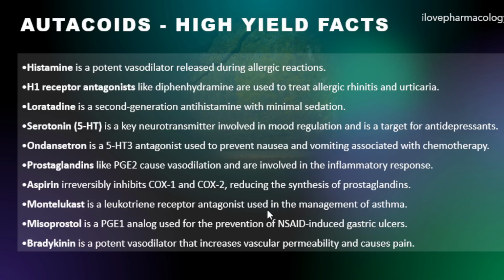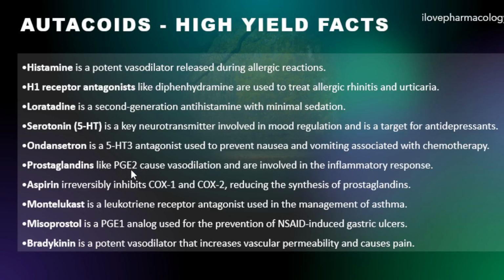Coming to the autacoids, as you know, histamine is a potent vasodilator released during allergic reactions. H1 receptor antagonists like diphenhydramine are used to treat allergic rhinitis and urticaria. Loratadine, which is a second generation antihistaminic, has minimal sedation, and serotonin is a key neurotransmitter involved in mood regulation and is a target for antidepressants. Ondansetron, again a 5-HT3 antagonist, is used to prevent nausea and vomiting associated with chemotherapy.